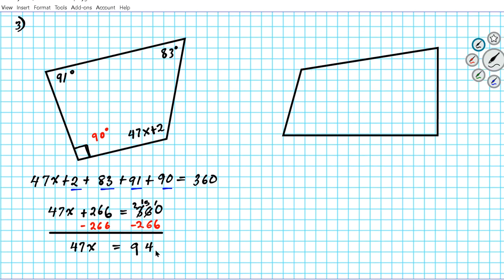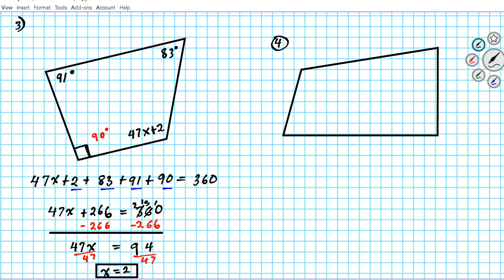Okay, so to finish this off, we just simply get rid of the coefficient of 47. We divide both sides of the equation by 47. And then we end up with the final answer, x is equal to 2. That is the answer to question number 3. Okay? All right, let's take a look at question number 4.